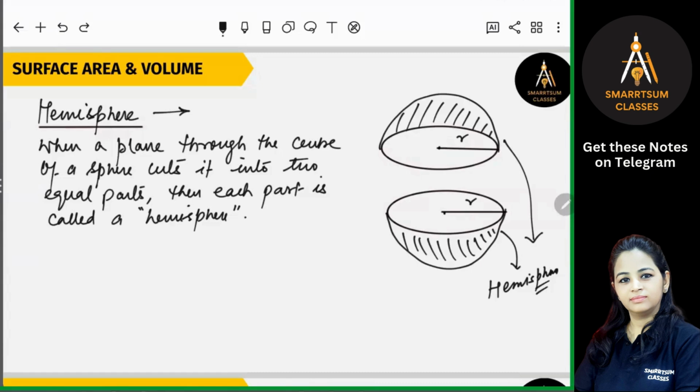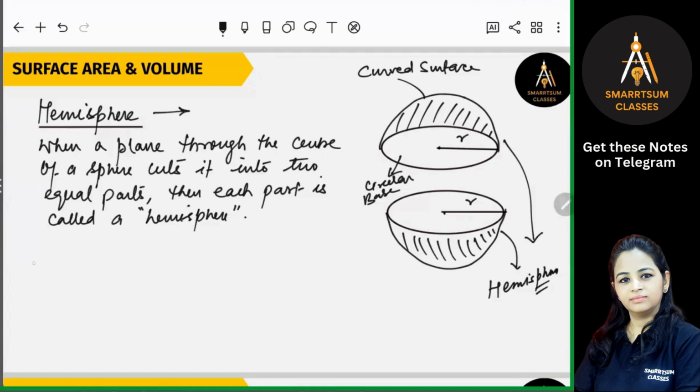Now, if you look at any one hemisphere, because we cut the sphere through a plane, there are now two surfaces. In the sphere, you have only one surface, that is the curved surface. But in a hemisphere, you have two surfaces. What are these two surfaces? This is the curved surface, and right here there is a flat surface, which is a circular base. So the two surfaces obtained in the hemisphere are the curved surface and the circular base.